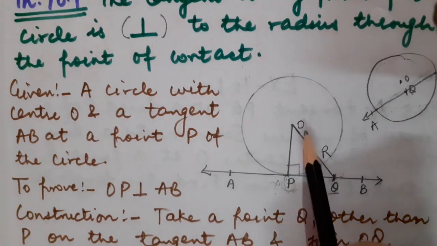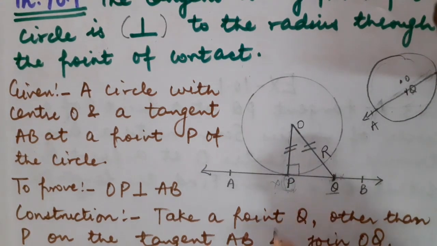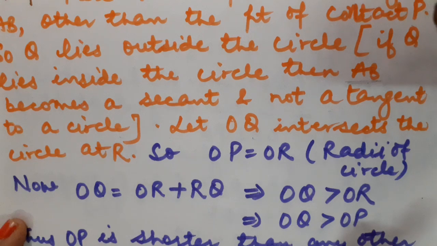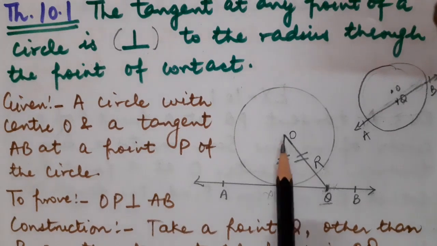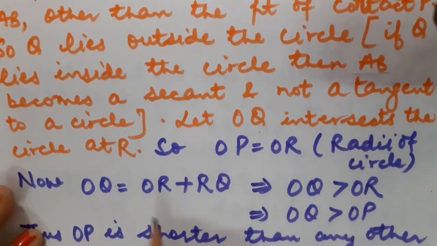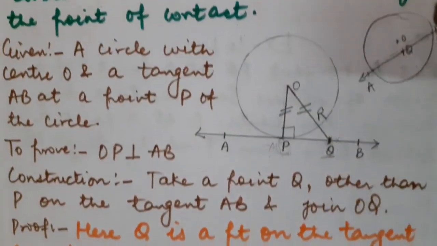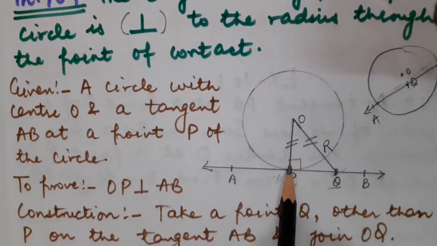Correct, children? So can you tell me what is the relation between OP and OR? Good. They both are radii of the circle. So we can say that OP is equal to OR, because they both are radii of the circle. Now children, please look here. How can I write OQ? Can I write OQ as OR plus RQ? Because OQ is made by adding the lengths OR and RQ. So here I have written OQ is equal to OR plus RQ. So it implies that OQ is the length which is bigger than OP, which is actually the radius of the circle.